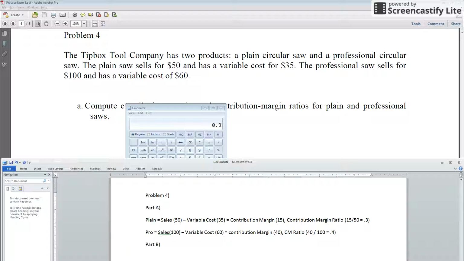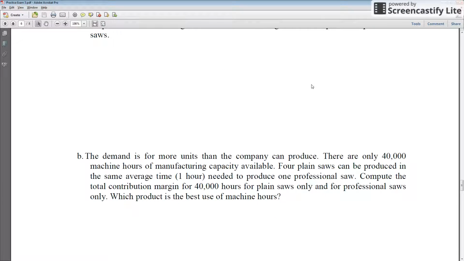For part B, the question says the demand is for more units than the company can produce. There are only 40,000 machine hours of manufacturing capacity available. Four plain saws can be produced in the same average time, 1 hour, needed to produce one professional saw. So in 1 hour, we can create 4 plain saws or 1 professional saw. Compute the contribution margin for 40,000 hours for plain saws only, or for the professional, and which product should it choose.